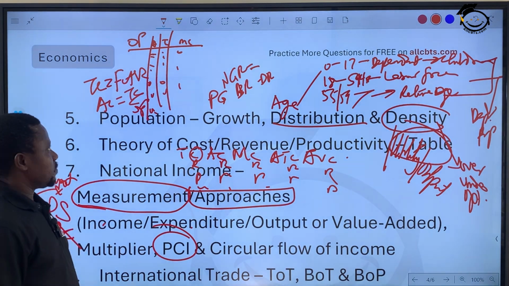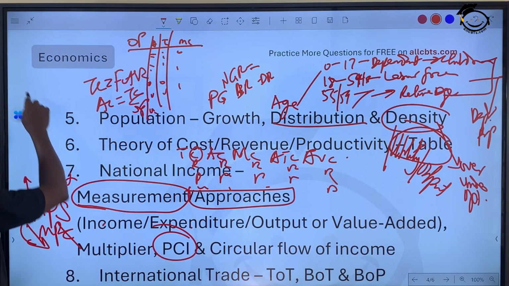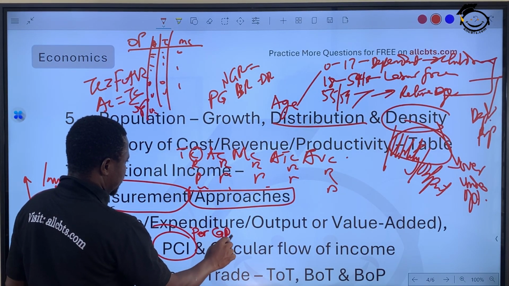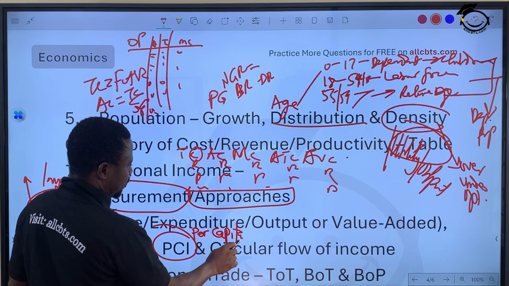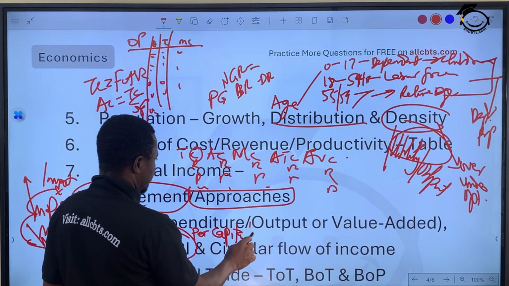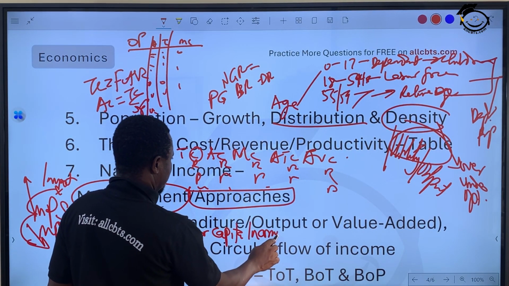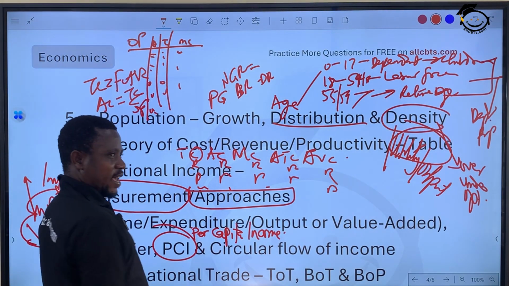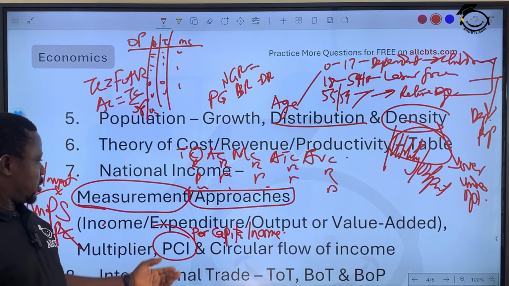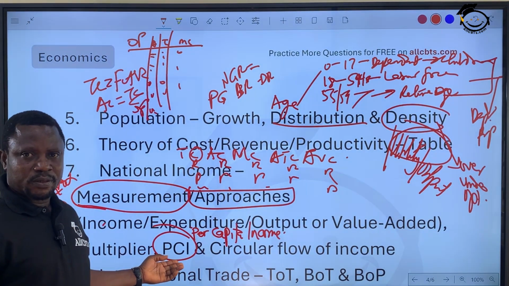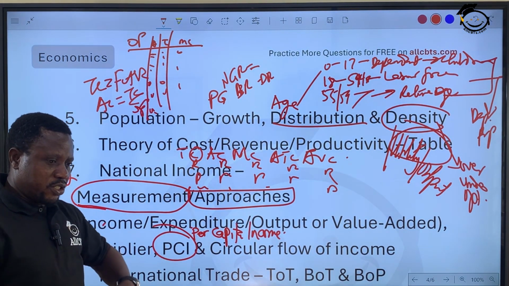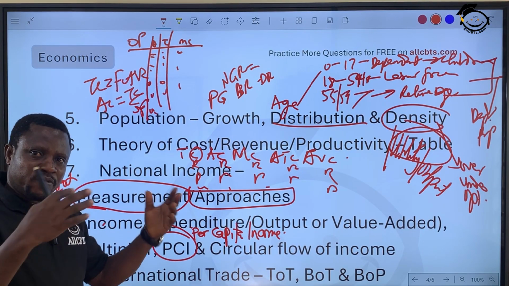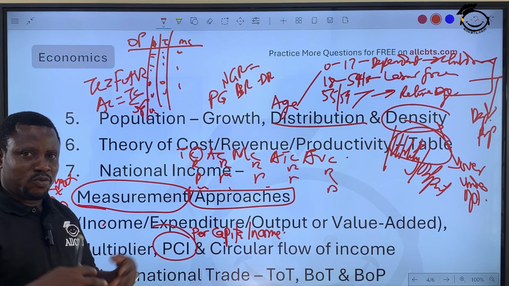What is PCI? Your PCI is your per capita income. Per capita income. It has to do with income per head, income per head of the population. So this also we have to apply with population. When you generate total money in Nigeria and you divide it by the population of Nigeria, some are saying we're 220 million, some are saying we're 250 million.